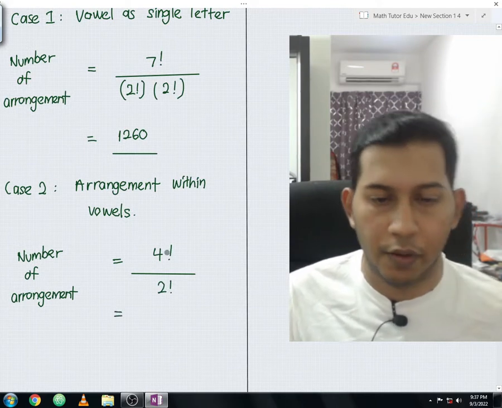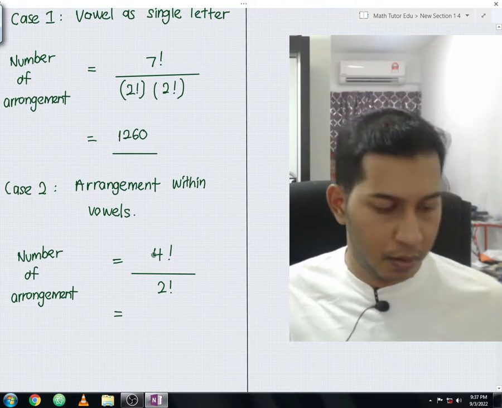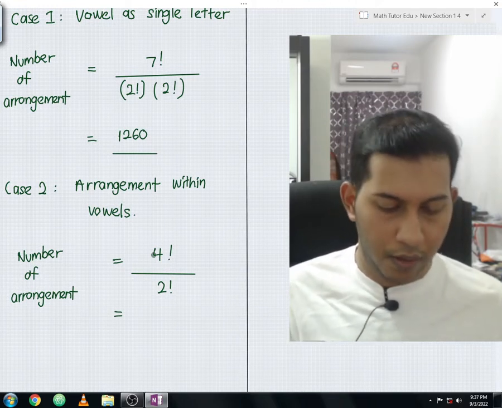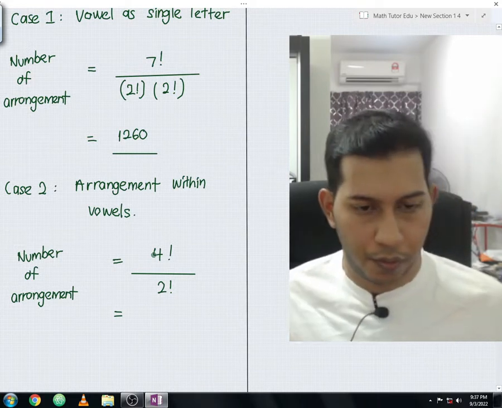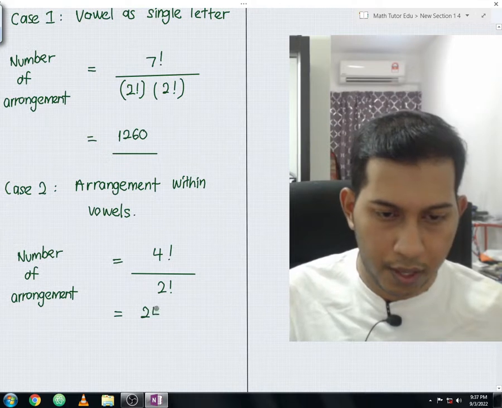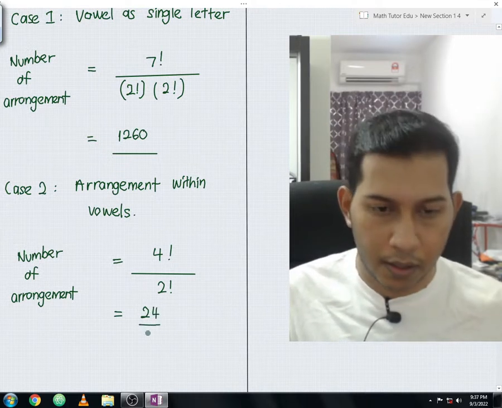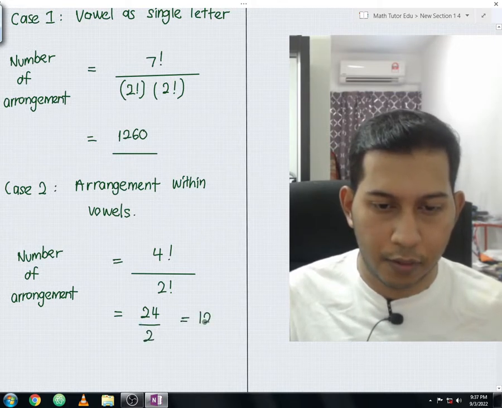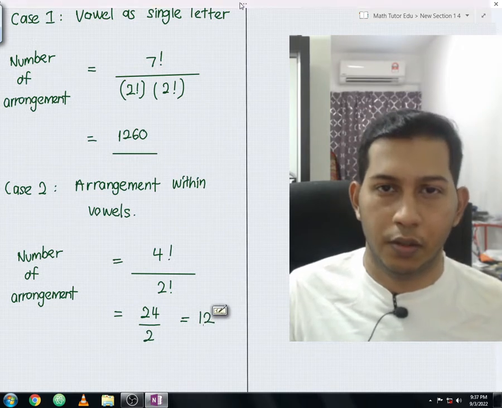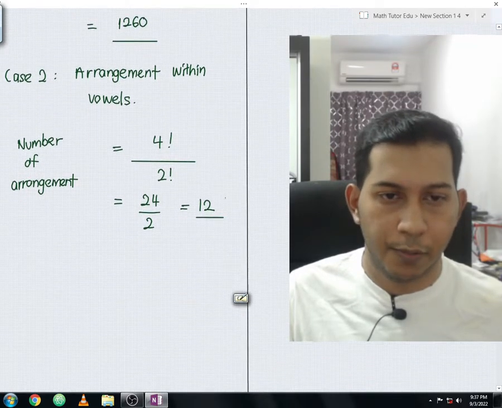So 4 factorial is 4 times 3 times 2 times 1, so from here you should get a total of 24. 2 factorial is technically 2, because 2 times 1 is 2. So 24 divided by 2. From here you get the number of arrangements for case 2, which is 12. So we're done with case 2.